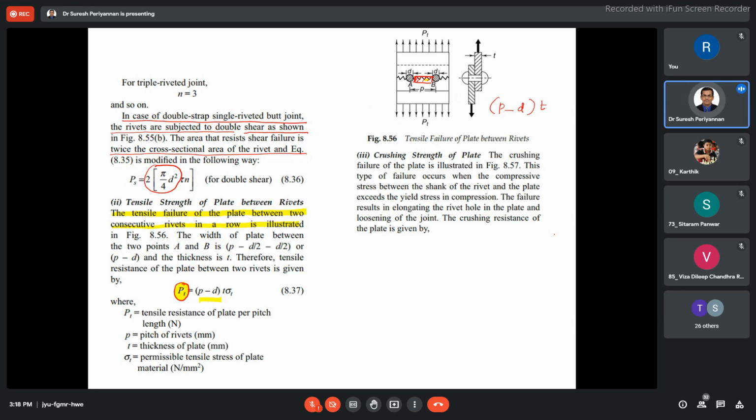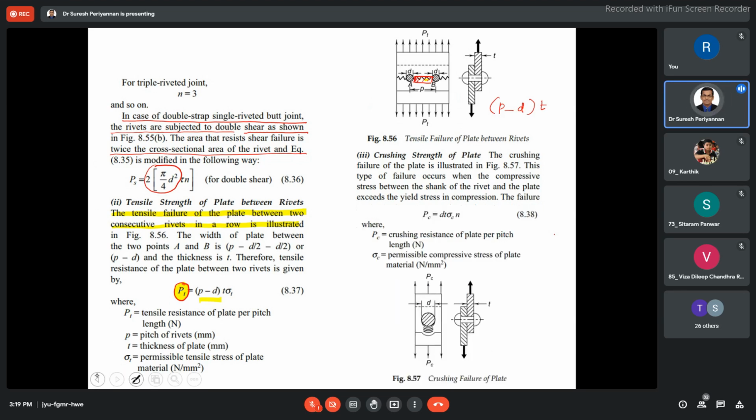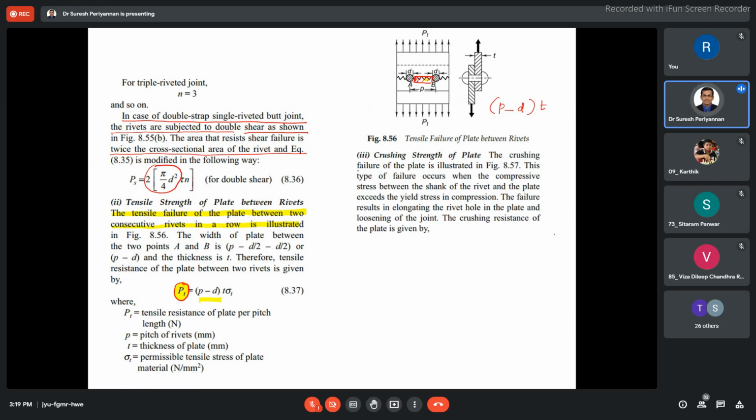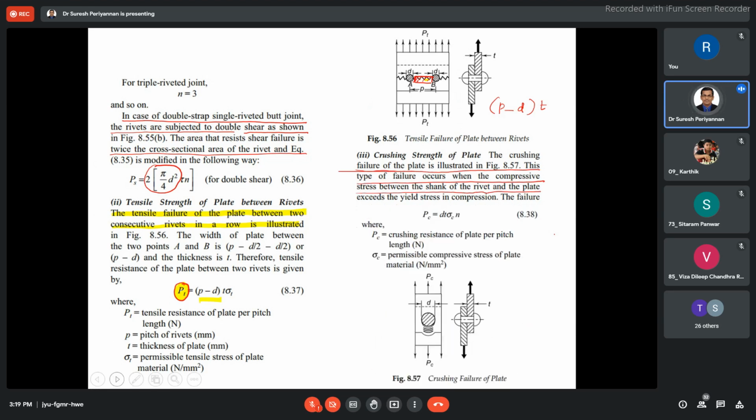Now I come to the crushing resistance. The crushing resistance is the failure of the plate due to the effect of the compressive stress between the shank of the rivet and the plate thickness. See here, that is what I drew earlier. Crushing, I have just now drawn the figure. Based on that, we are concentrating on this region.